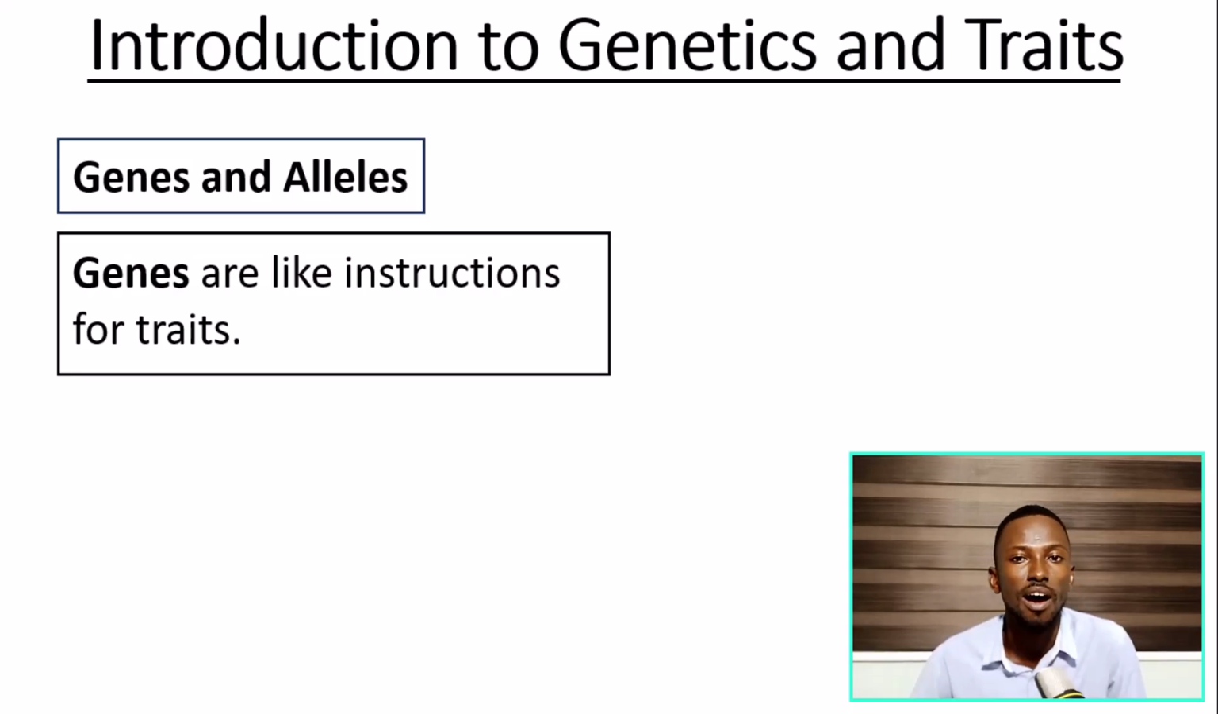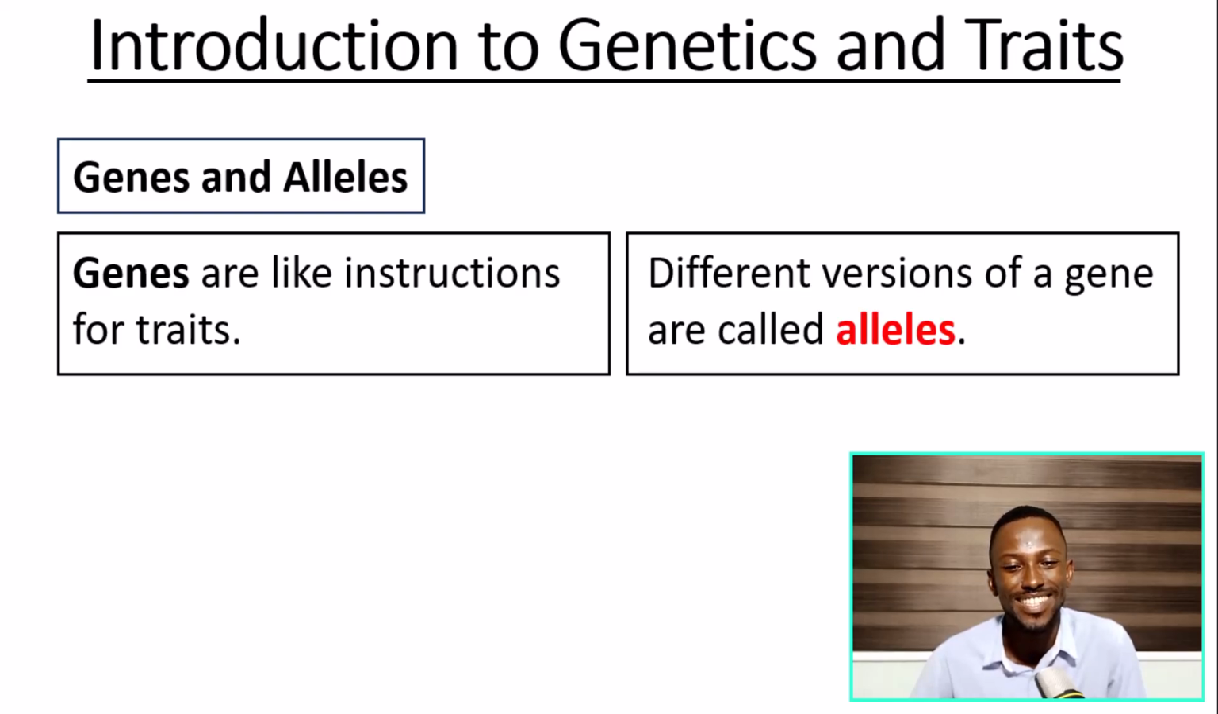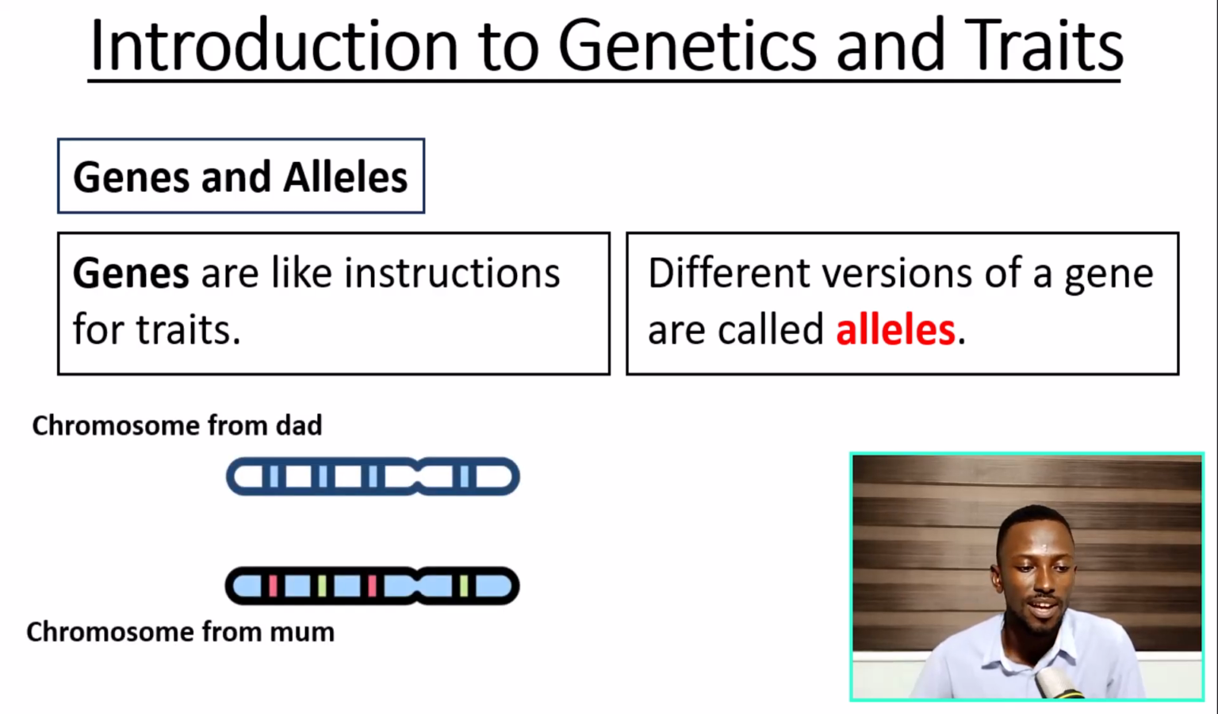In our human body, we have genes that are like instructions that tell the body how to code for a particular trait. And genes come in flavors. They come in options. And these flavors are known as the alleles. So the different versions of a gene are called alleles. Let's look at this diagram to explain and see.